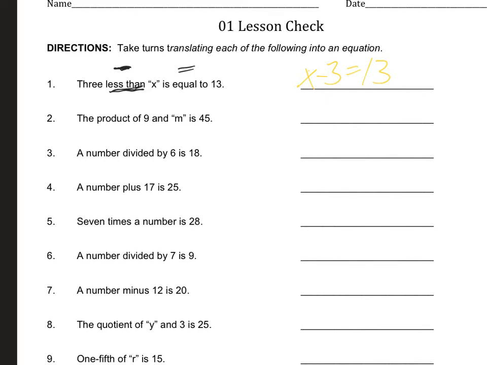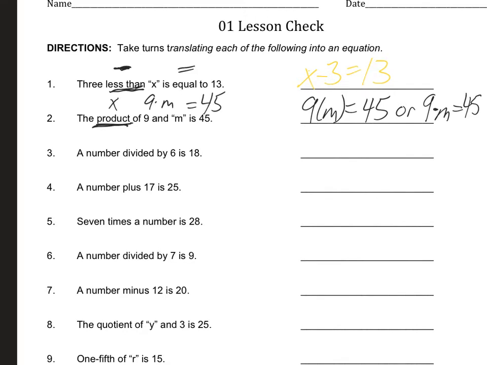Okay, I want you to go ahead and try the second one. You should have gotten 9 times m equals 45, or you could have written it as 9m equals 45. It gives you the same thing either way. If you got that, go ahead and go to the next one. If not, let's talk about this. Product means we are multiplying. So product of 9 and m. So that tells me that I have 9 times m is, which just means equal, 45. So it tells you right there how to do it. Go ahead and try the next one.